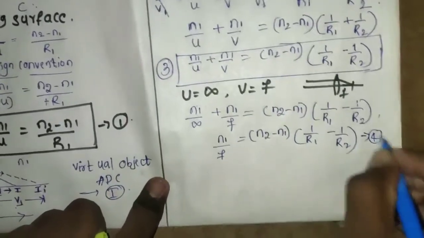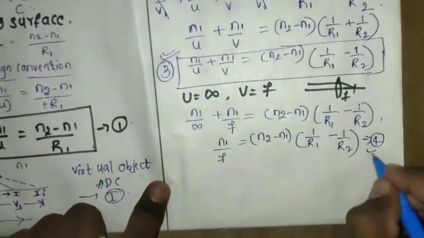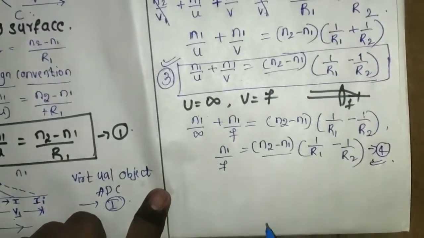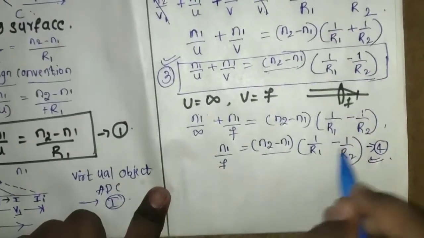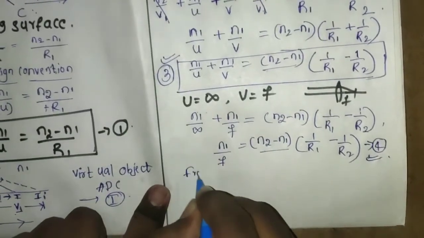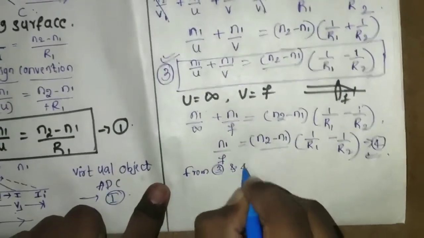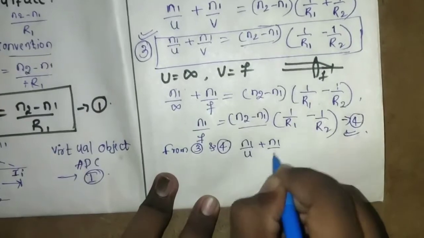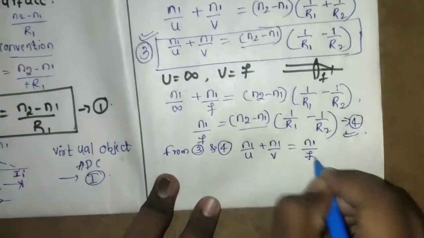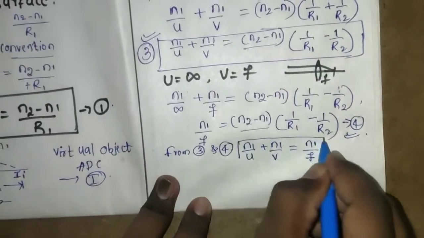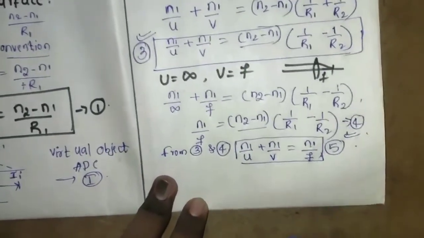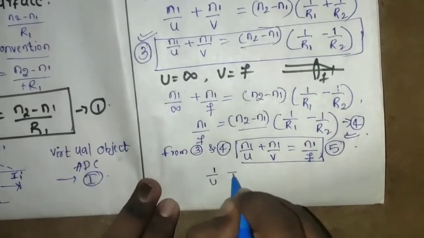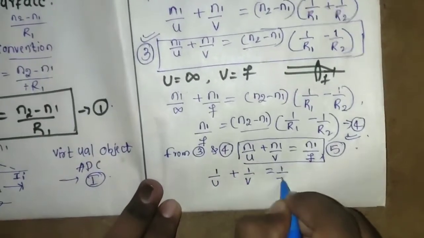See here, compare equation 3 and equation 4, both will be the same. Left and right hand side, that is n2 minus n1, here also n2 minus n1, 1 by r1 minus 1 by r2, here also 1 by r1 minus 1 by r2. So from equation 3 and 4, the equation becomes n1 by u plus n1 by v equals to n1 by f. This is equation number 5. Both left hand side and right hand side, n1 is common, so write 1 by u plus 1 by v equals to 1 by f.